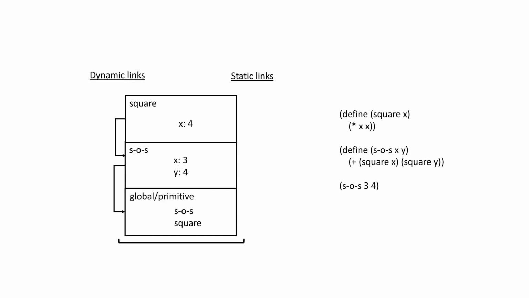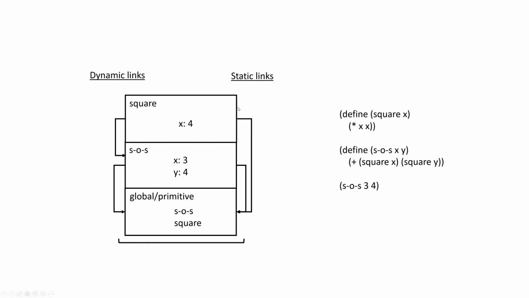All right, so static links for square and sum of squares. These were both defined in the global scope in this example, so both of their links point to the global scope. So if we want to know where square was defined, we go to this global scope. We want to know where sum of squares was defined, we follow the static link, and that lands in the global scope as well.